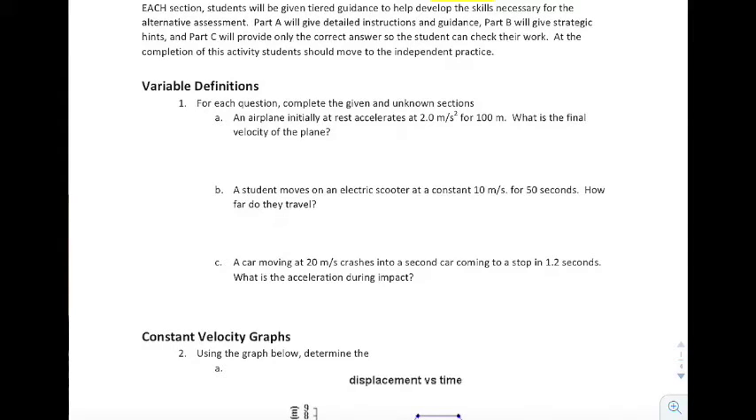The first thing you need to realize is that we're going to be doing the GUESS method for these three things. We're not actually solving them at this point. We just want to identify what each variable is. The first one says the airplane is initially at rest. Rest tells me it's not moving, so the initial velocity is 0.